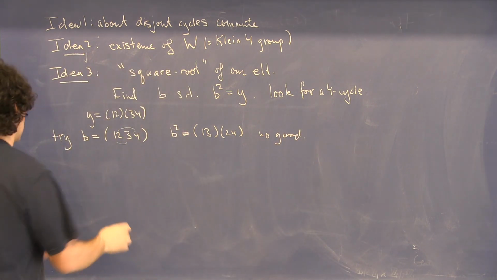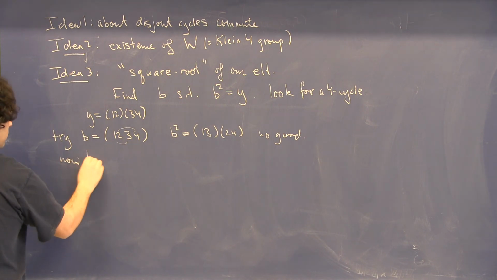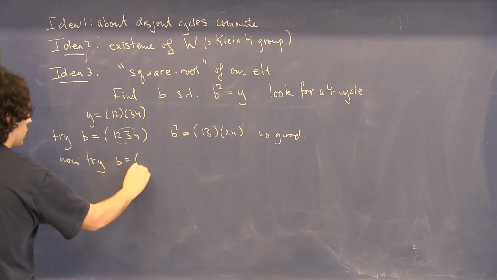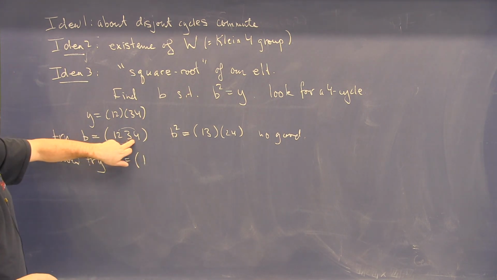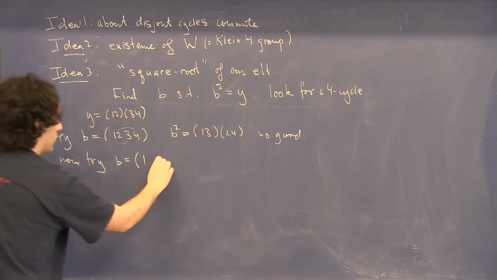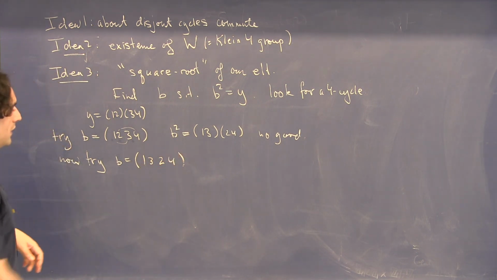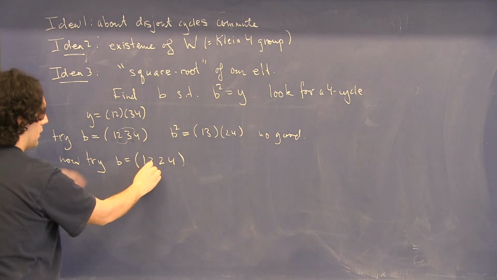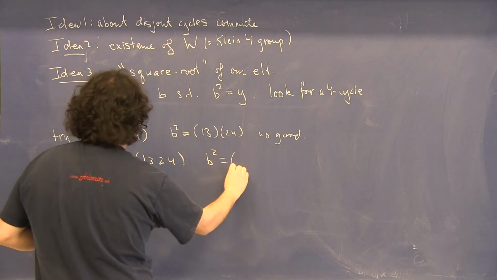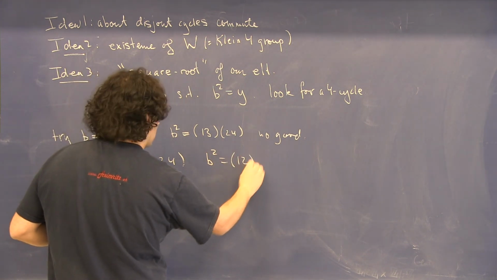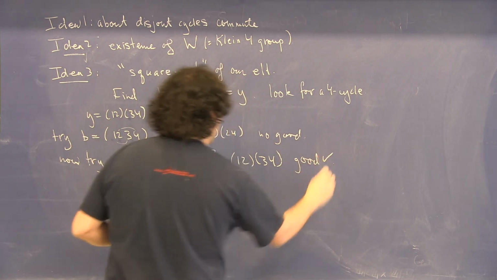On the other hand, it suggests what to do. So now try b equals: we have the 1, and we want that after we skip 1, we get the 2. So we want (1 3 2 4), like this. So I do 1, I skip 3. I want that I skip 1, and I get 4. So now this is good. Now b squared is (1 2)(3 4). Good.